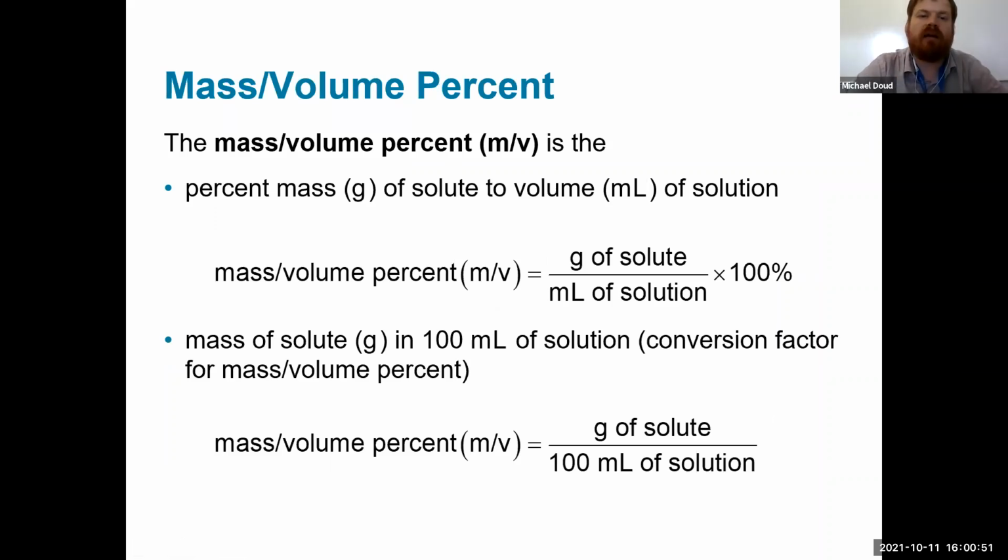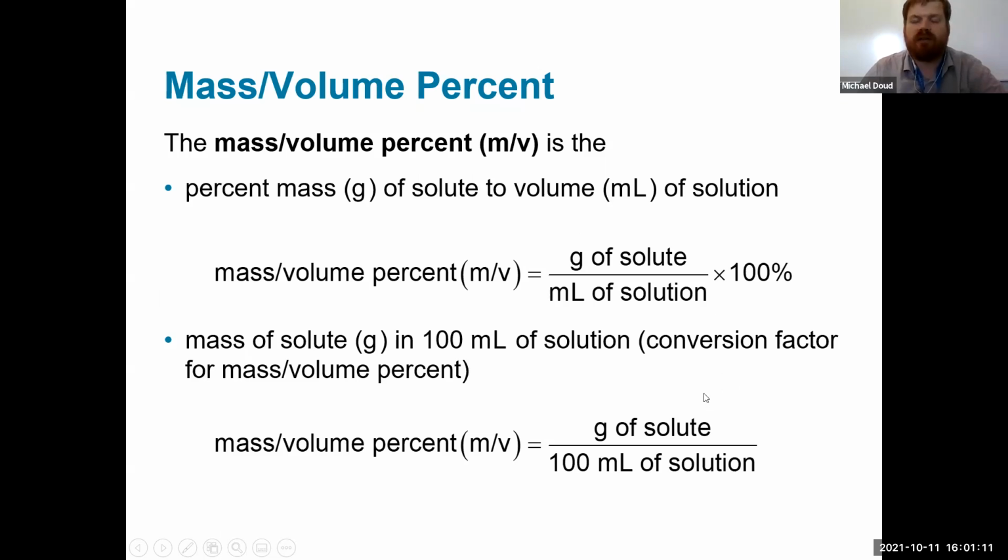Now, combining that, we also have mass volume percent, which is useful in certain contexts. Sometimes some places just like to have a mass over volume percent. This is what we call the M over V percent. And that's the grams of solute per milliliters of total solution.